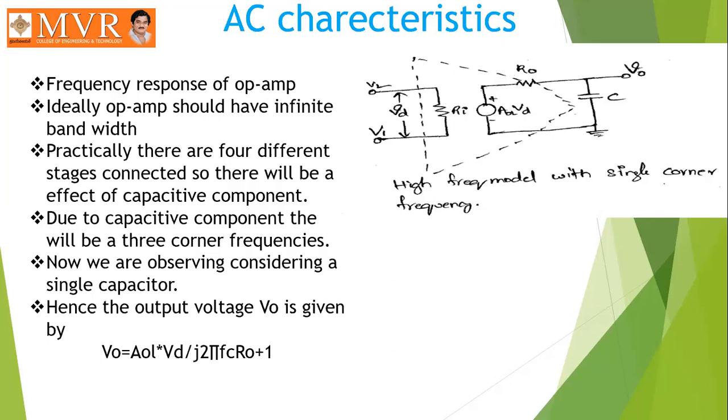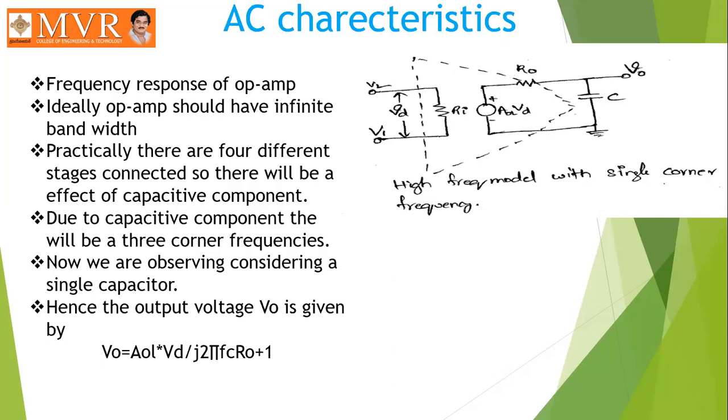We have studied the four stages in an operational amplifier: the first stage, the second stage, the third one is the level shifter stage, and the fourth one is the push-pull amplifier stage. These four stages are coupled together, so there will be three connections: first stage to second stage, second to third, and third to fourth. At this coupling, there may be a capacitance effect.